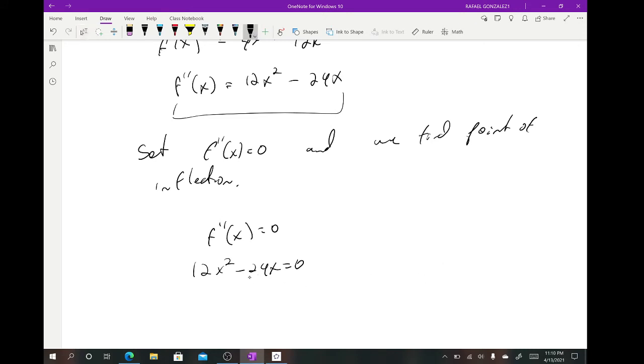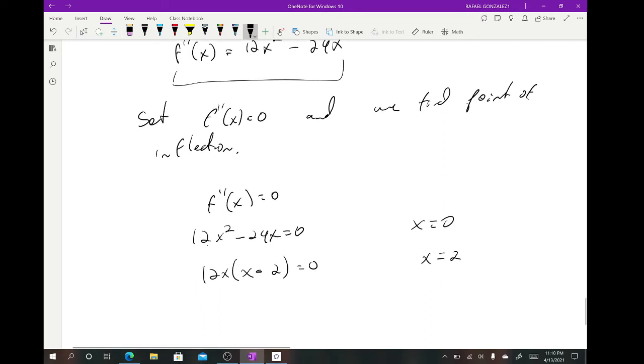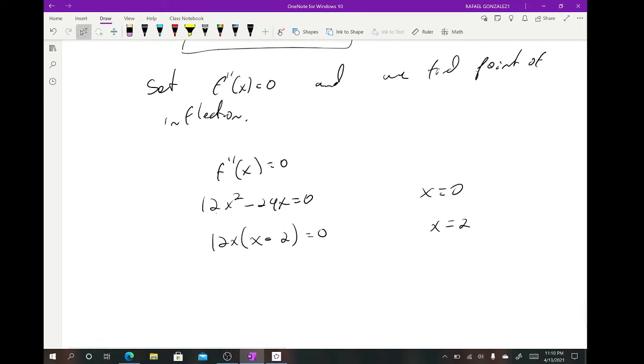Well, if you put 0 in here, you're going to get 0 because both of these expressions have an x in them, and when you multiply by 0 you get 0. And if you factor, you could take a 12x out from each of them. You have x minus 2, so you have x equal to 2. So the second derivative is 0 when x is equal to 0 or when x is equal to 2. So we have 2 points of inflection here.